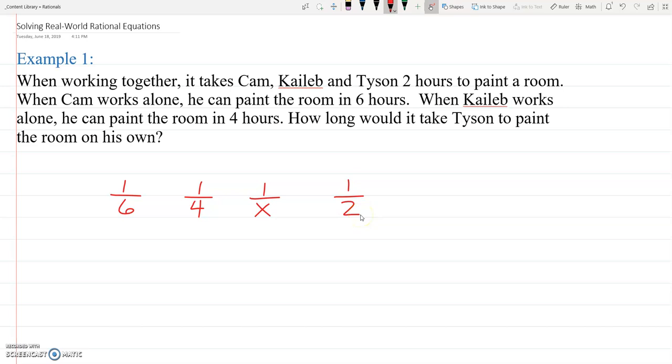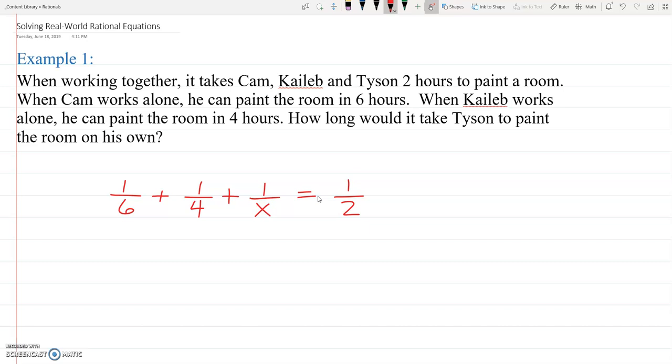Turning this into an equation, I hope makes sense. Cam, Caleb, Tyson, if they work together, adding their work together, it's going to equal them painting 1/2 of the room in 1 hour. So Cam's going to paint 1/6, Caleb's going to paint 1/4, Tyson's going to paint 1/X, and that's going to equal half the room, and all of that we're talking about 1 hour. I just want to pause there and make sure we're okay. Solving it is next, and that's a whole different story. Just want to make sure we're okay up to this point.